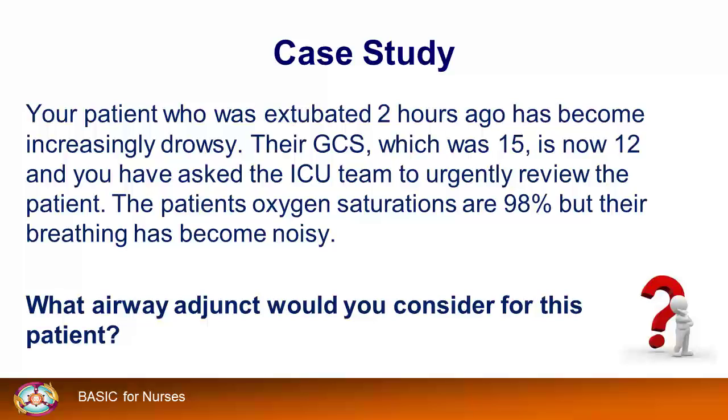Case study 1. Your patient who was extubated 2 hours ago has become increasingly drowsy. Their GCS, which was 15, is now 12, and you have asked the ICU team to urgently review the patient. The patient's oxygen saturations are 98%, but their breathing has become noisy. What airway adjunct would you consider for this patient?